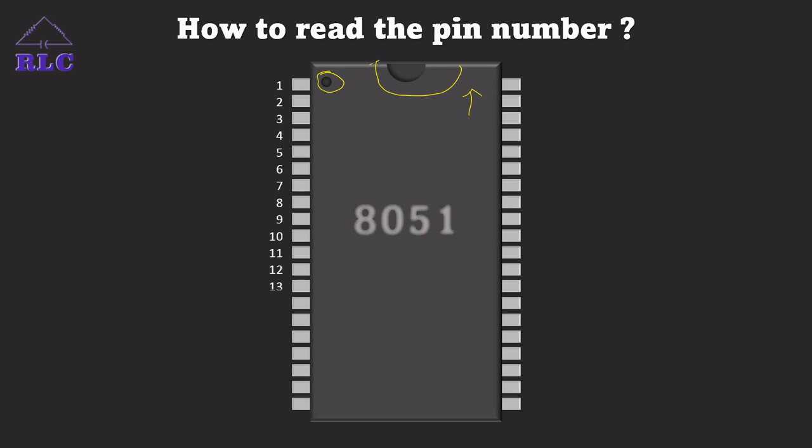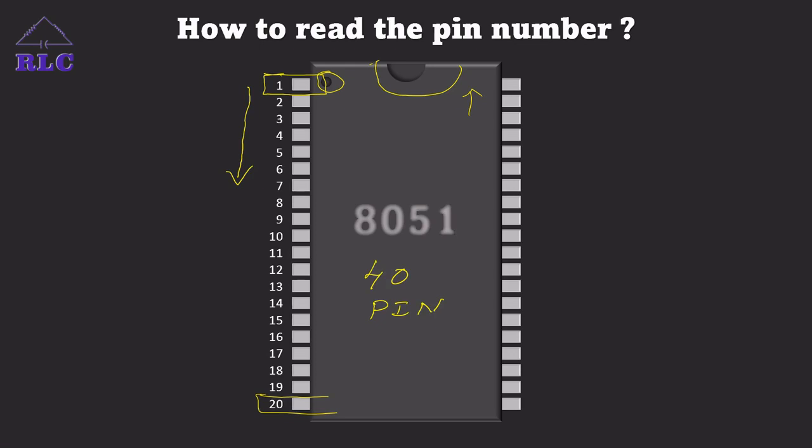and it goes down. We can see over here the left top represents 1 and it increases as it goes down: 1, 2, 3, 4. We can see here it ends with 20 because the 8051 microcontroller is a 40 pin microcontroller.